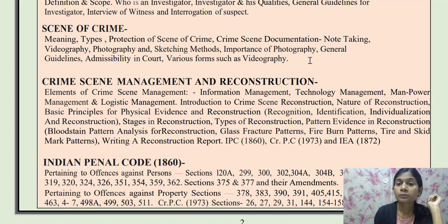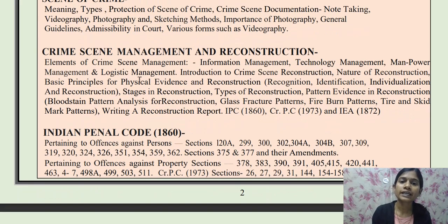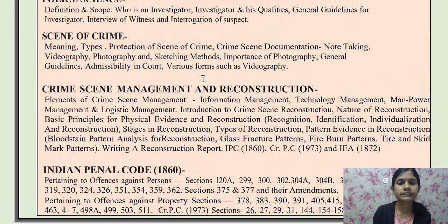Next, importance of documentation, importance of photography, general guidelines, admissibility in the courtroom, various forms such as videography. Within the photography, different videography. These are all included in the scene of crime, and also continuation, crime scene management and reconstruction. In my channel there is a big video on crime scene management. It includes all the topics: scene of crime, crime scene management, and also physical evidence.